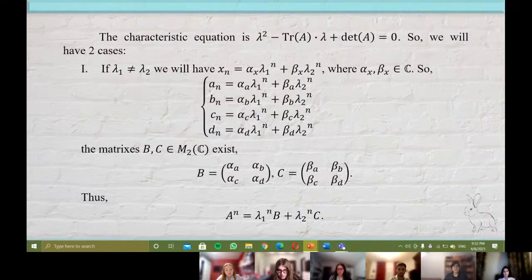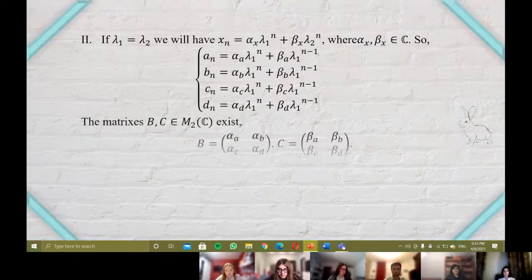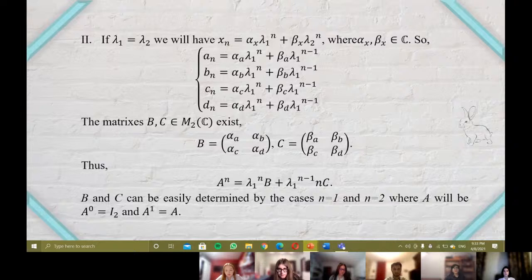If lambda 1 is different than lambda 2, we'll have the following system of equations. Thus, A to the power n equals lambda 1 to the power n multiplied by B plus lambda 2 to the power n multiplied by C. If lambda 1 equals lambda 2, we'll have the following system of equations. Thus, A to the power n equals lambda 1 to the power n multiplied by B plus lambda 1 to the power n minus 1 multiplied by n multiplied by C. B and C can be easily determined by the cases n equals 1 and n equals 2.